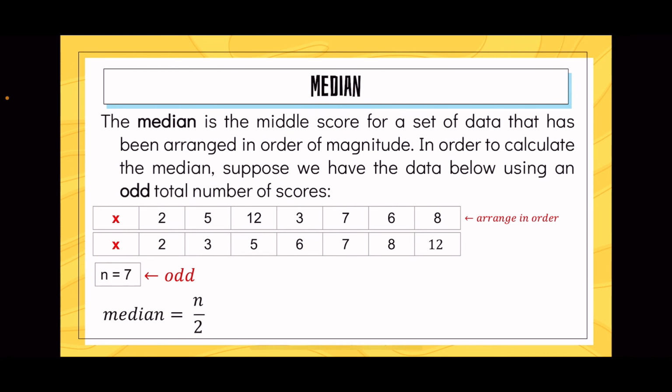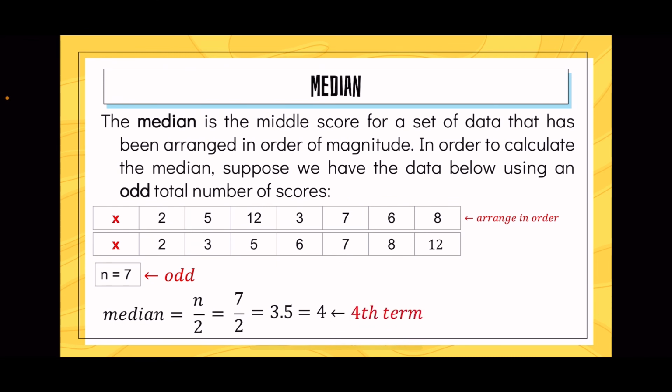This formula is used to know in which term or rank our median is located. So we are going to substitute the value of n in the formula. It will become 7 over 2, and 7 over 2 is equal to 3.5. When you round this off, it is equal to 4, which means our median is located in the fourth term.